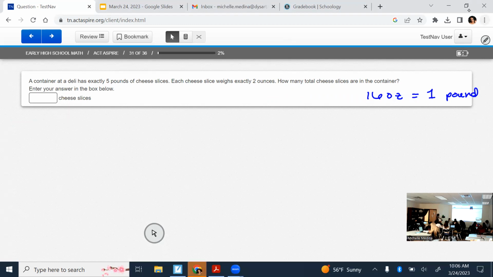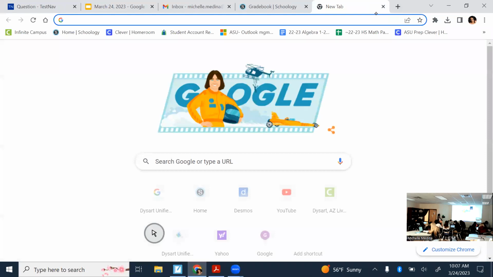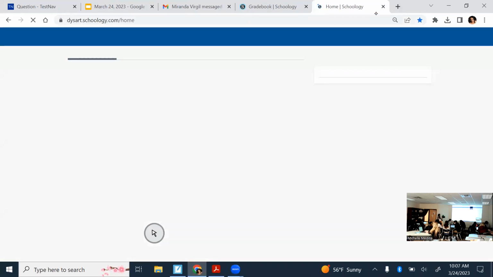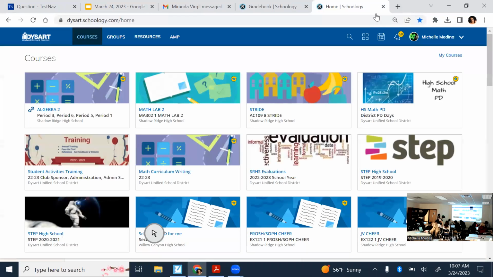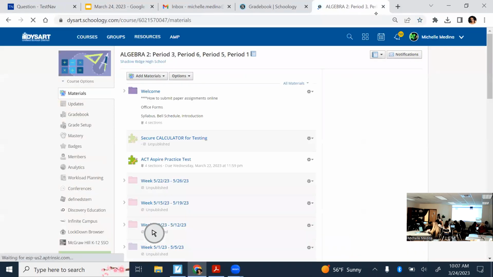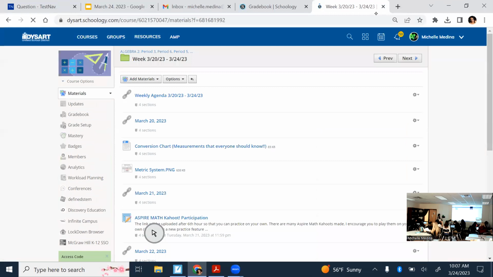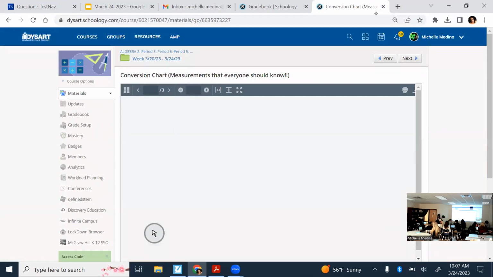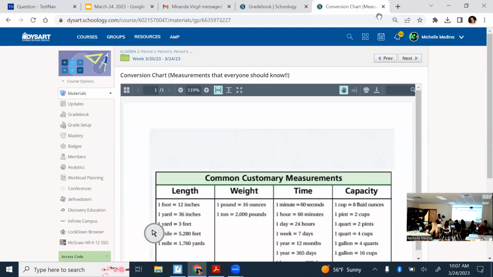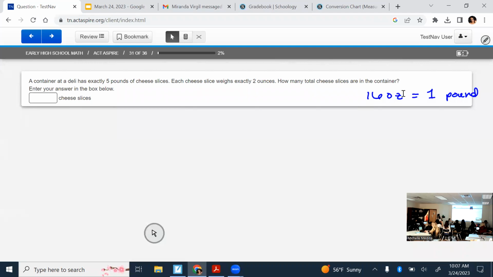That's why in Schoology, not the slides, I have that conversion sheet that I'd like for you to have memorized if you don't already, because it makes it hard to do those problems if you don't know that bit. All right, so there it is. 1 pound, 16 ounces. All right, so knowing that, if I have 5 pounds of cheese, how many ounces is that?